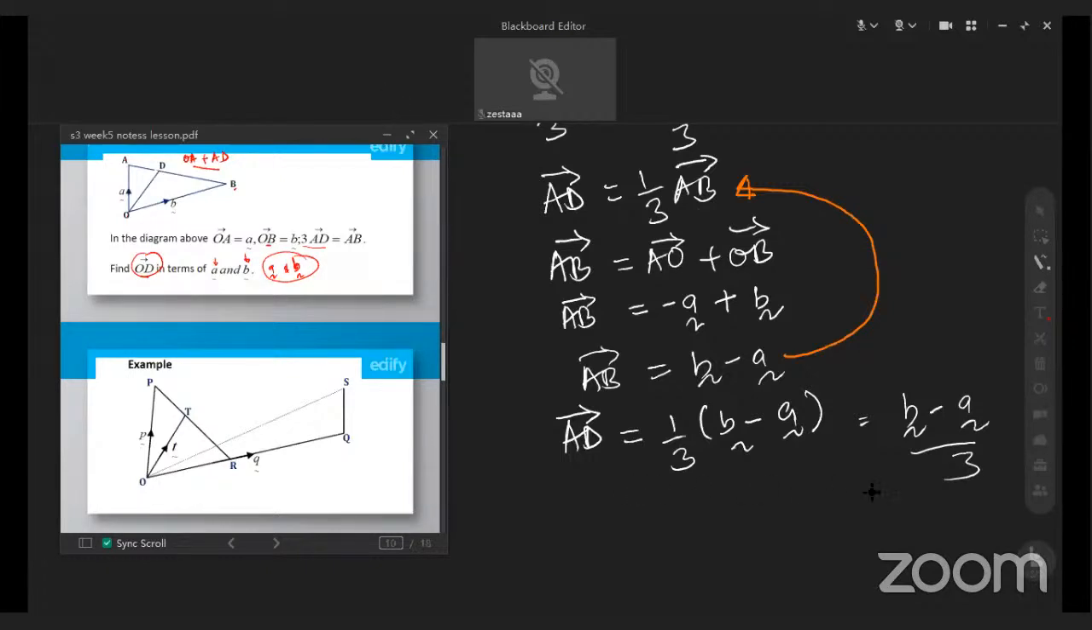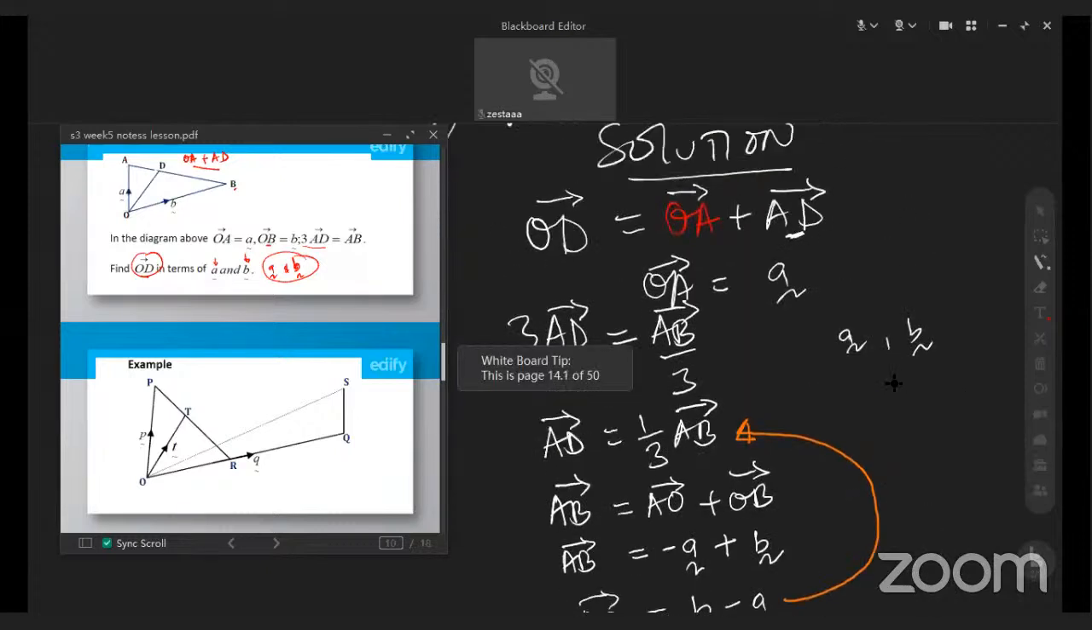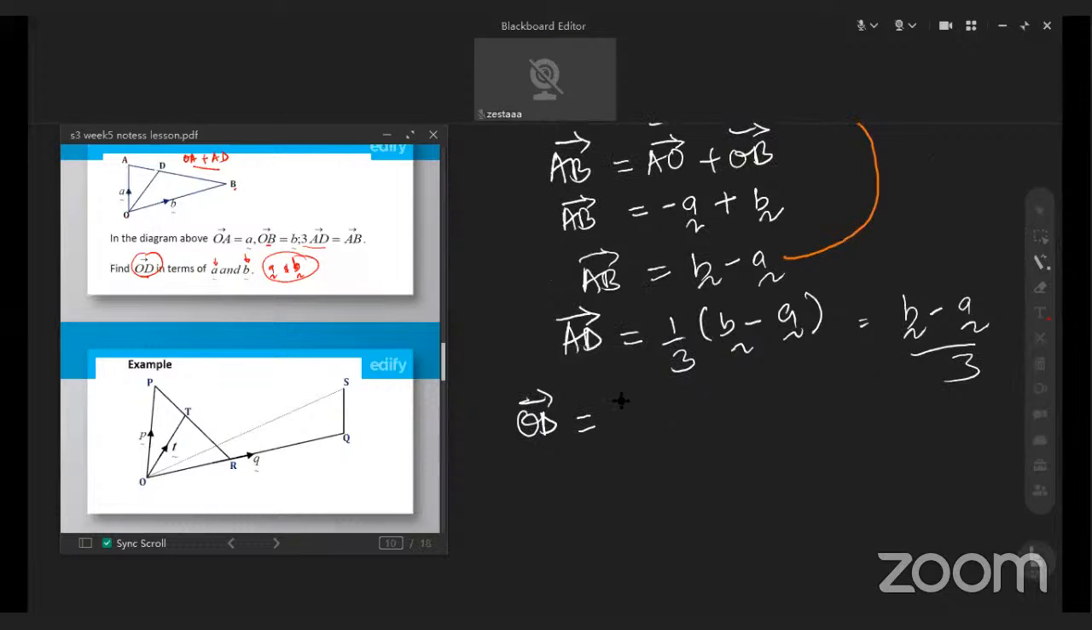Good. So from there, we now do another substitution. We are going to substitute this one here into what we had started with. Remember, our OD was equal to OA plus AD. So what is now our OA? We said our OA is vector A plus this one here, and this one is (B minus A) out of 3.